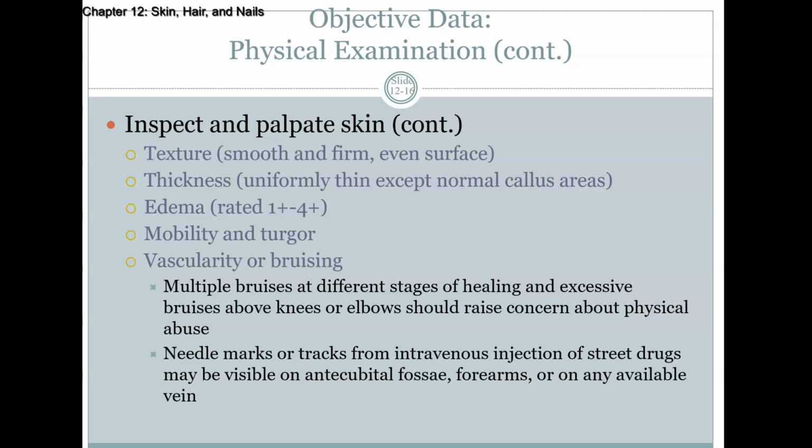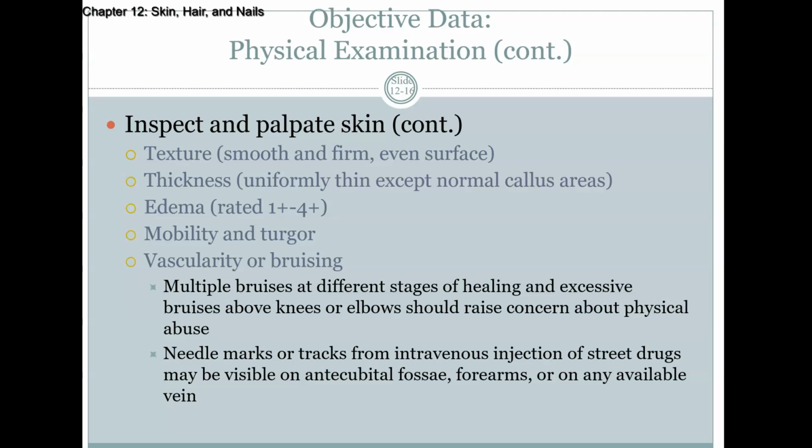You may want to look at multiple bruises at different stages of healing and excessive bruises above knees or elbows, and it should raise concern about physical abuse. But like we've talked about before, you guys, about physical abuse, it may be something like they just really truly did accidentally bump themselves, or they may be on a particular medication.